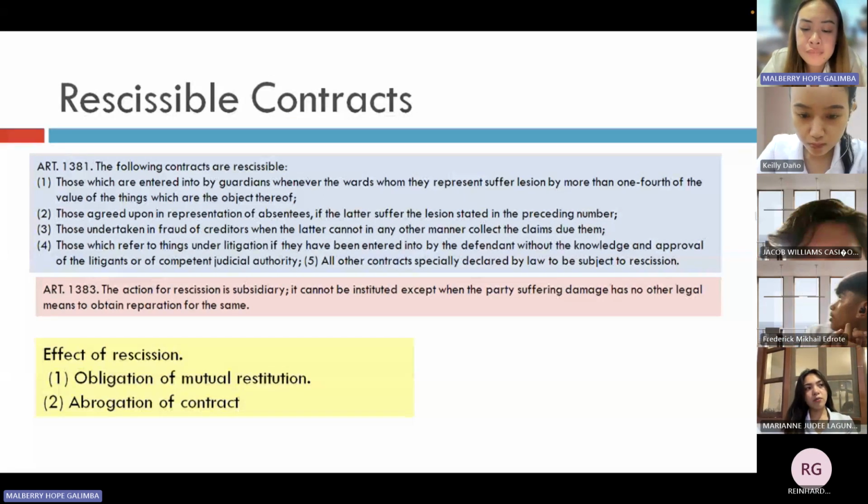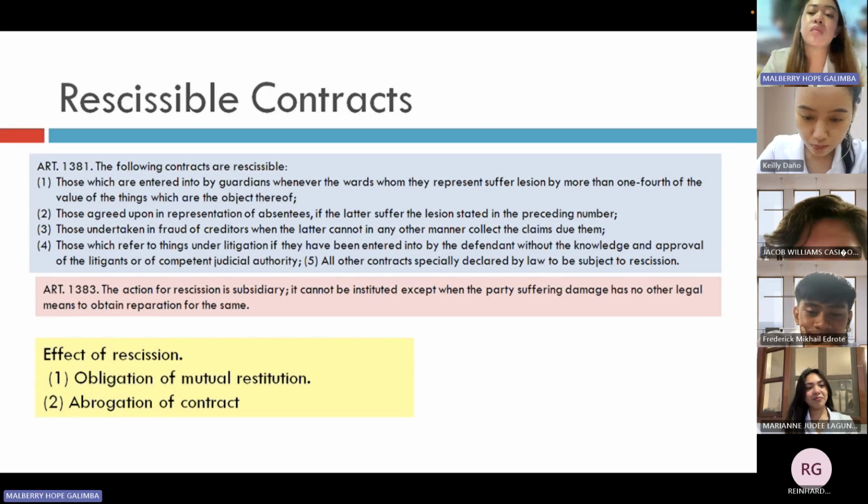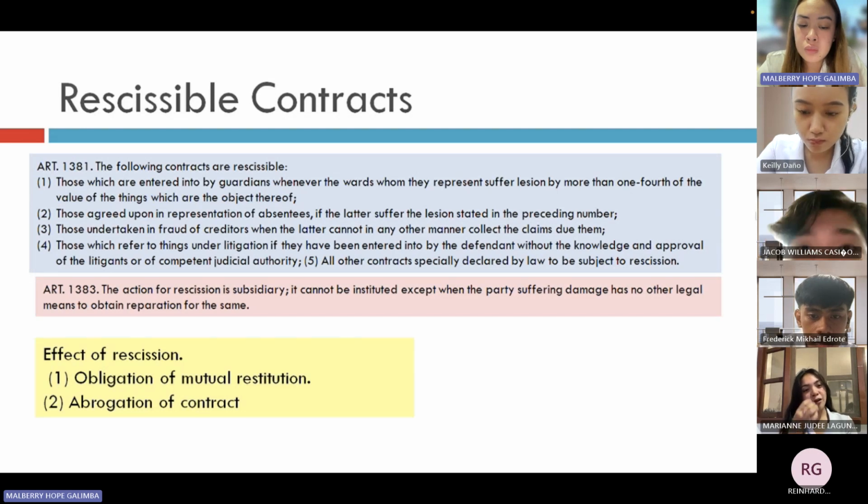Fourth, if there is land that was sold by the defendant without the knowledge and approval of the litigants or of the competent judicial authority, the party may go to court and have it canceled. And all other contracts specially declared by law to be subject to rescission. There are some contracts, though not among those enumerated in Article 1381, which the law allows to be canceled or rescinded in court.